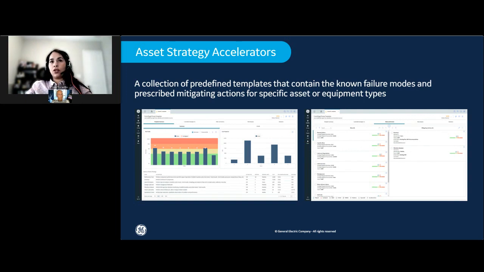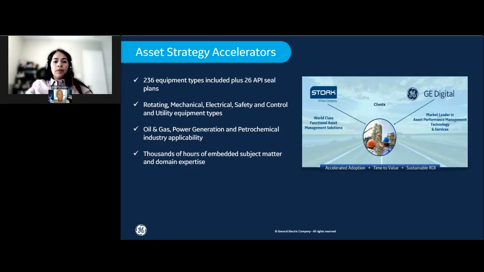The asset strategy accelerators for asset strategy are a collection, as I mentioned, of predefined templates that contain the failure mode or the risk and the mitigation action. Basically, it's your strategy plan that you need to apply for your assets or your equipment type. APM is very friendly in that you can apply this content to a group of assets at the same time, or maybe you want to apply it to one equipment and then customize. It depends on the business and the approach that you want to follow.